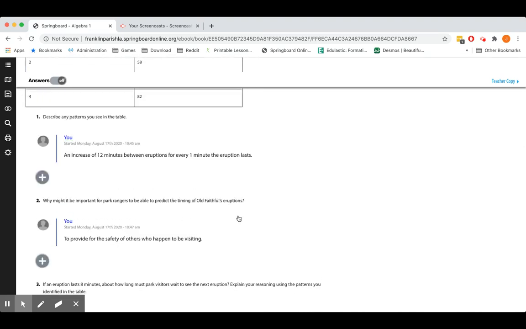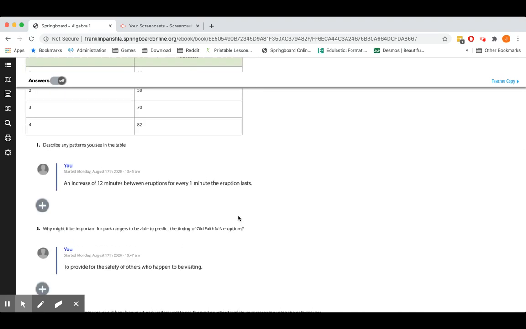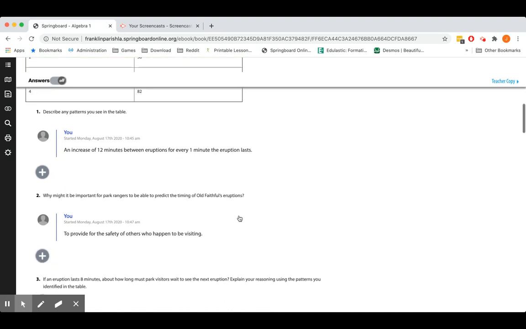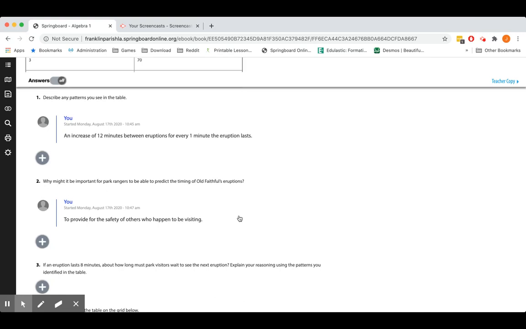You wouldn't want to be around these eruptions. These eruptions are usually very hot, like boiling kind of temperatures. That's what causes the water to come out at those times. Now there are other ones you could say that this helps for people to come and see and know when things are going to happen. Again, it's a you kind of question.